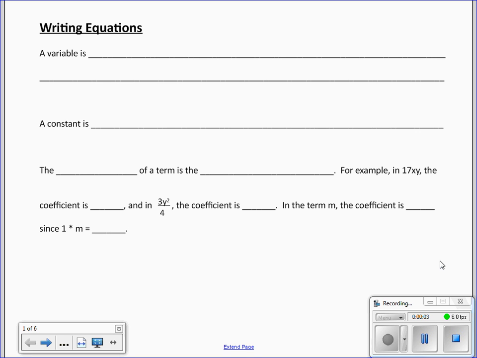Going to start our unit now on equations. We're going to first look at writing equations. In order to write this equation, we still need to get down some vocabulary, make sure we're all talking about the same thing here.